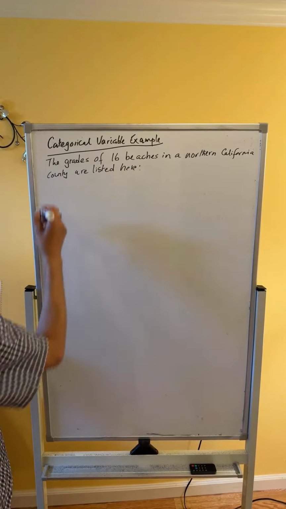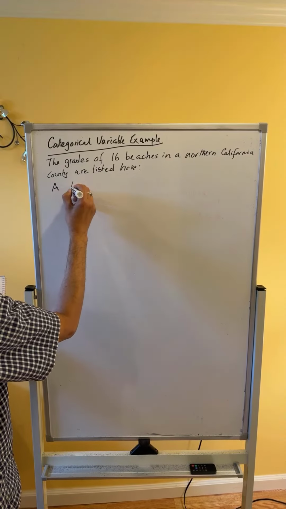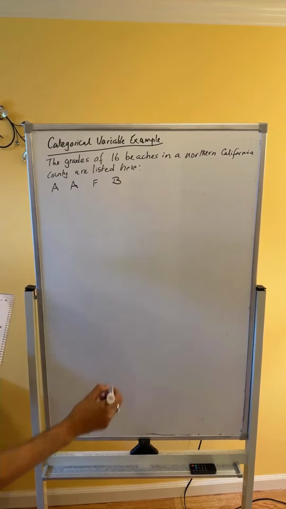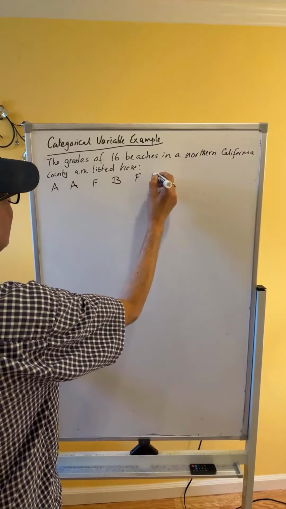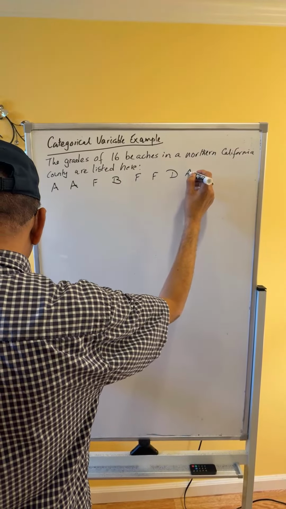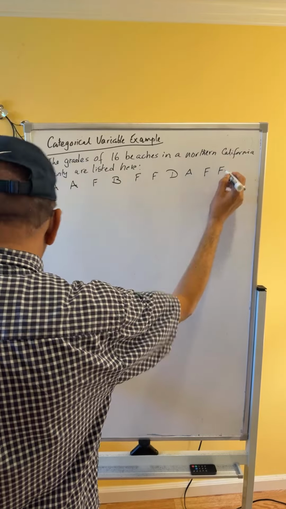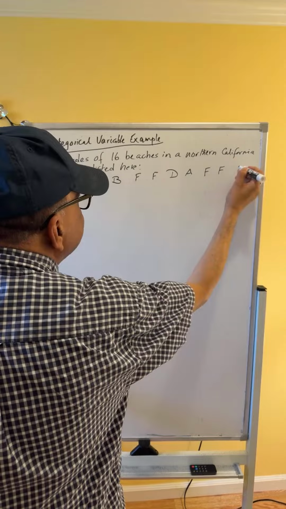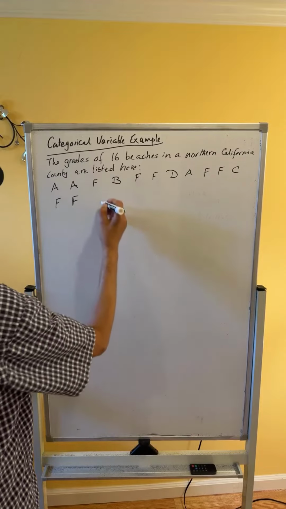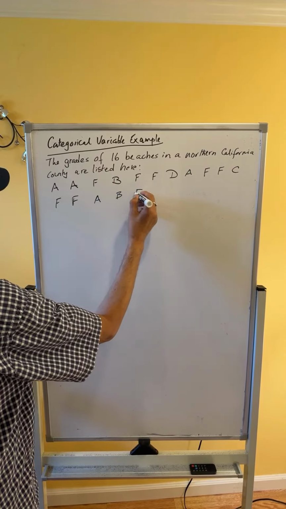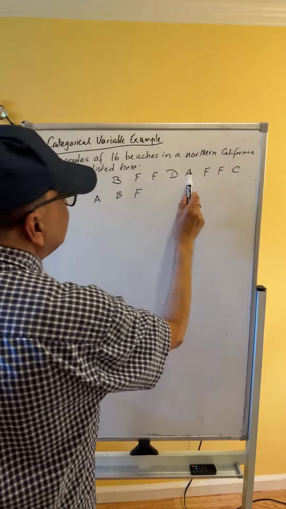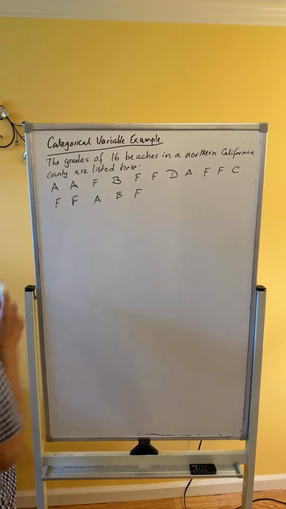Okay, and these are like this: A, F, B, F, F, D, A, F, F, then C, F, F, A, B, and F. Let's count and make sure we have 16. 1, 2, 3, 4, 5, 6, 7, 8, 9, 10, 11, 12, 13, 14, 15, 16.